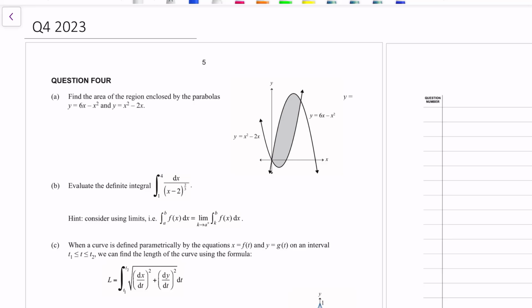Kia ora and welcome to the last question in the 2023 Scholarship Calc exam. This question is all integration. First one, we've got an area between two curves, which is pretty straightforward. The second one, we've got an integral that's actually easy to find, but they throw in some limits to confuse.